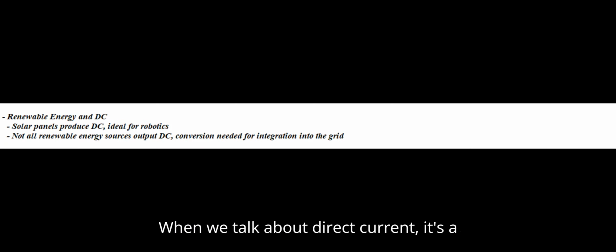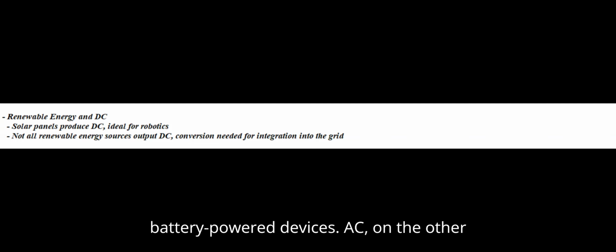When we talk about direct current, it's a steady flow of electrical charge in one direction, while alternating current reverses direction periodically. DC is used in devices requiring steady, consistent power, like robotics and battery-powered devices. AC, on the other hand, reverses direction and changes polarity. This reversal between positive and negative voltages creates a wave-like flow, where the current moves in one direction during one half of the cycle and reverses during the other half.